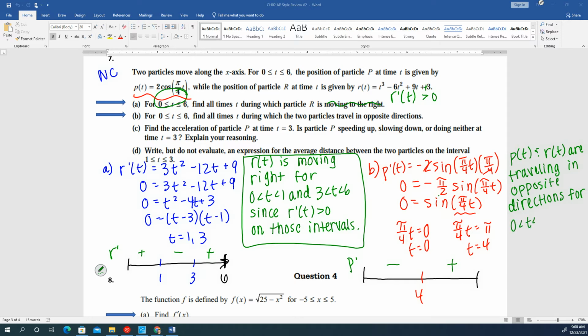Zero to 1. And it would look like from 3 to 4. Okay. Are we okay with that?